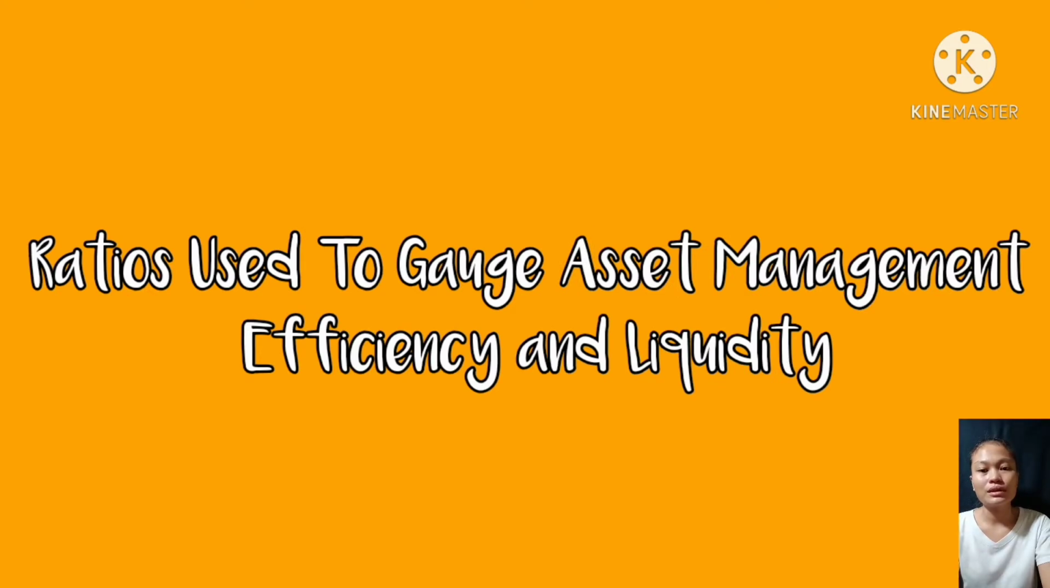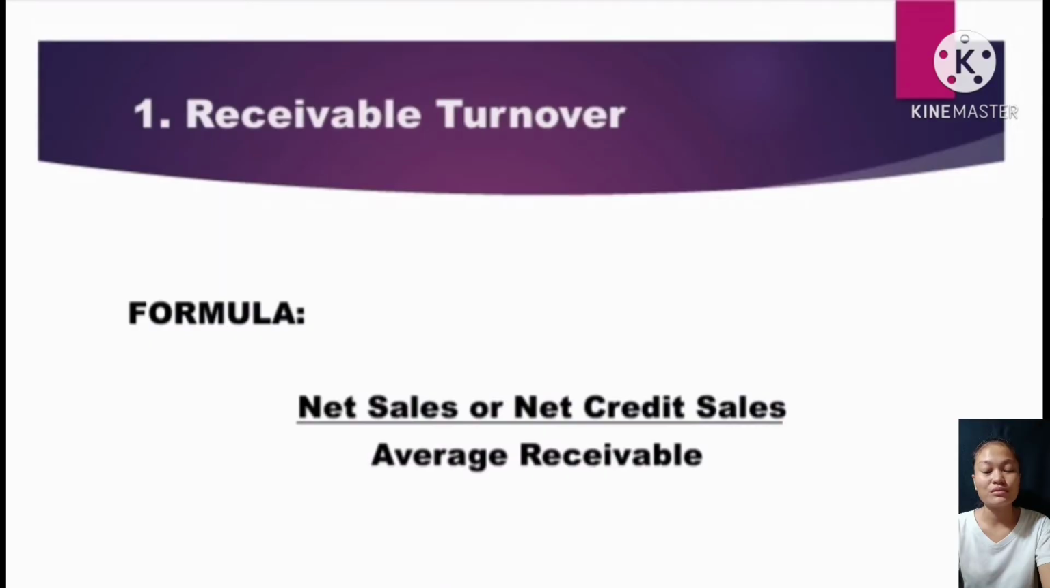Okay, let's proceed to the ratios used to gauge asset management efficiency and liquidity on topic 4. The following are the most common ratios to gauge a firm's ability to efficiently manage their assets and measure liquidity or short-term solvency. Receivable turnover.